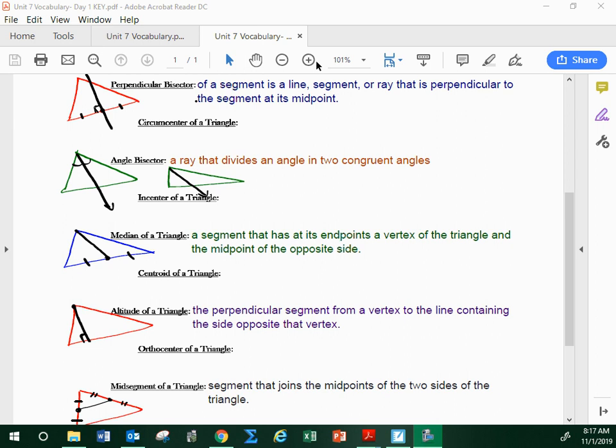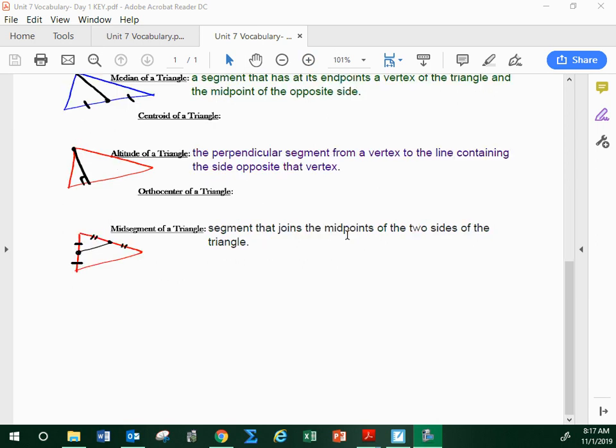Thank you. All right, median. Median's one that we haven't talked about before. So median connects vertex and midpoint of the side opposite. Now, our median's only requirement is to connect vertex and side opposite at the midpoint. It does not necessarily cut that angle in half. Again, it could, but it does not have to. It only has to hit midpoint and vertex.